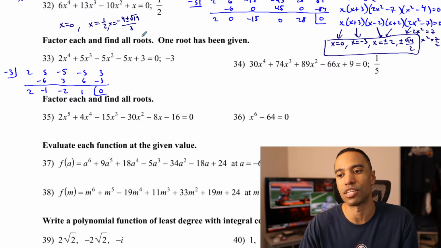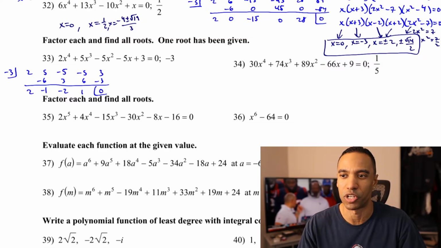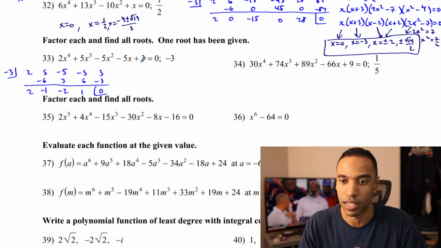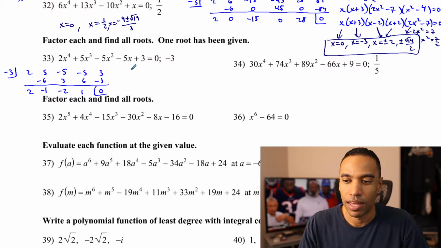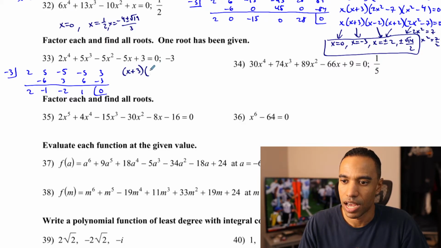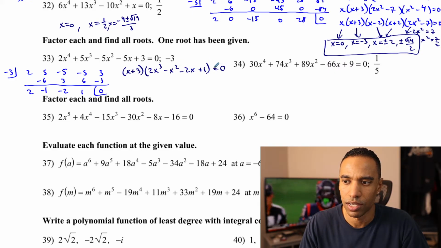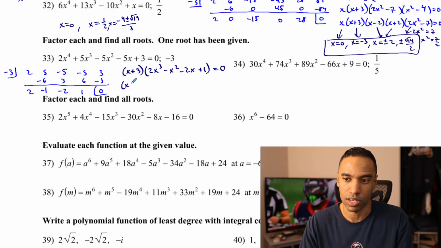Oh, now it says find all roots. Oh, man. How did I not read that? All right, I solved prematurely. That's okay. I have already done it. You can't erase that. Okay, this becomes x plus 3, that's the factor from the negative 3 root, times 2x cubed minus x squared minus 2x plus 1. This time we must solve, right? That's kind of what's being asked.